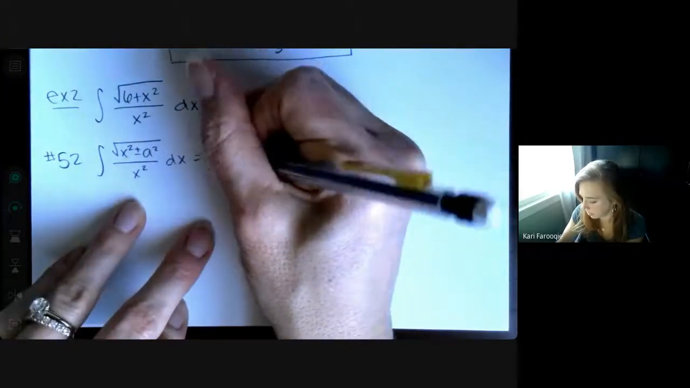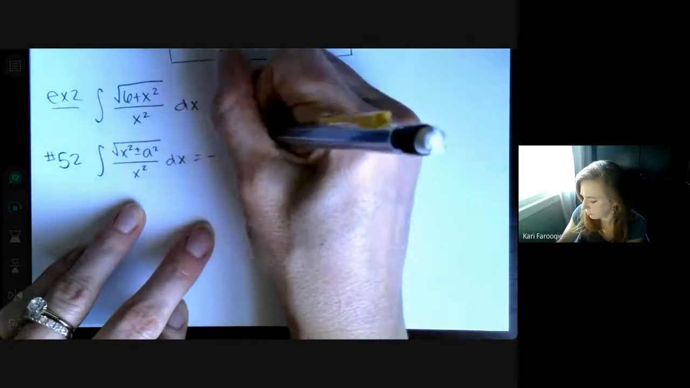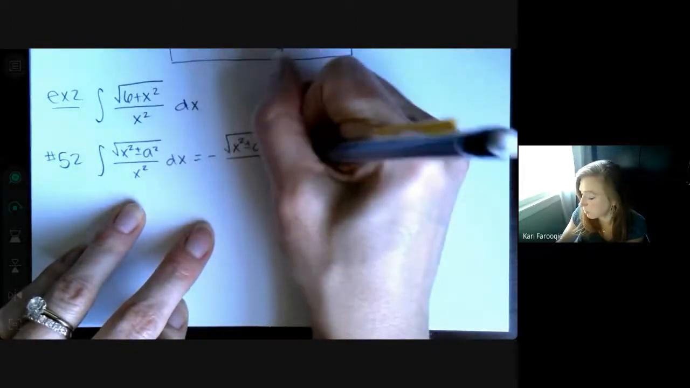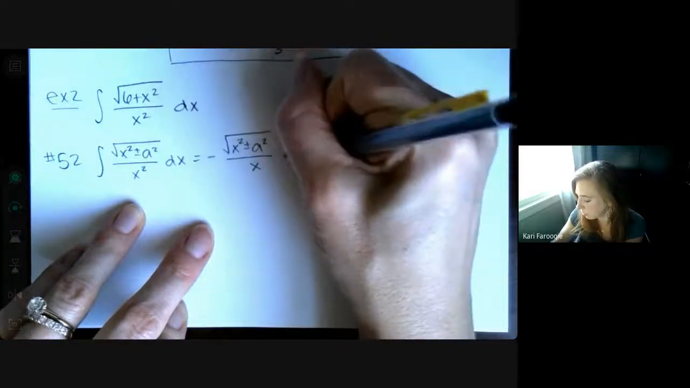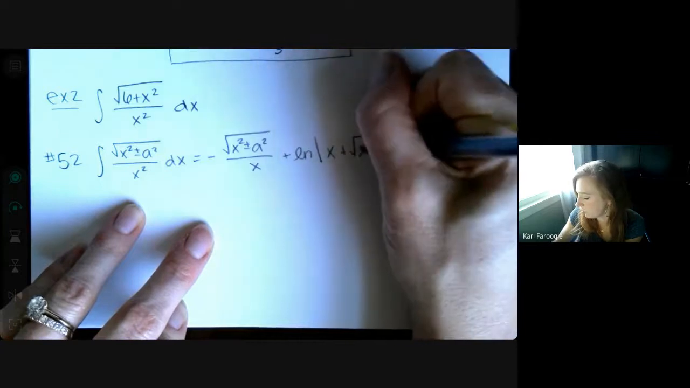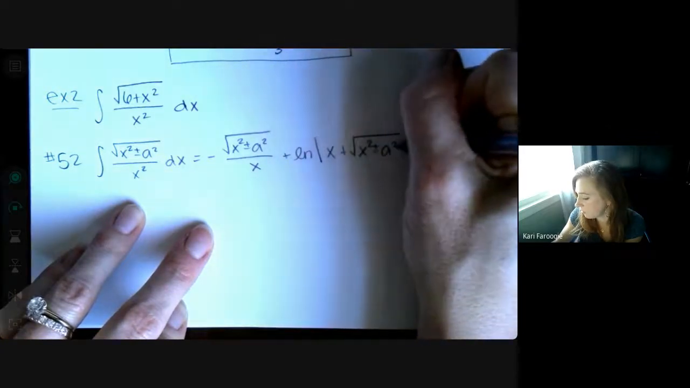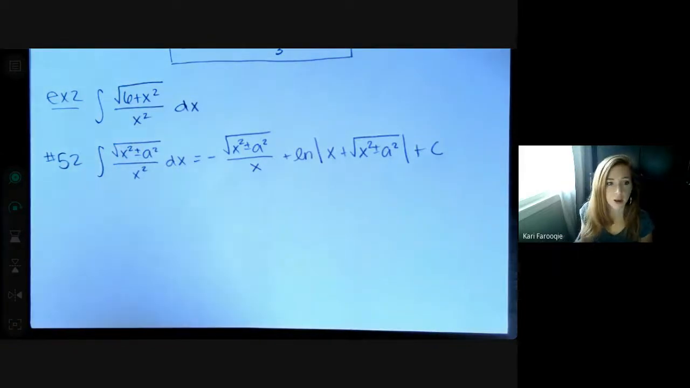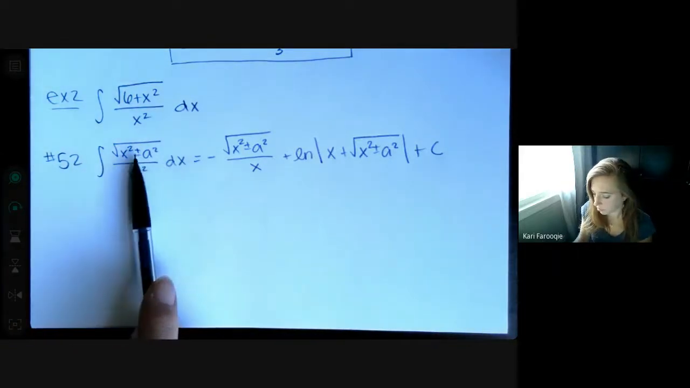Equals negative square root of x squared plus or minus a squared divided by x, plus the natural log of the absolute value of x plus the square root of x squared plus or minus a squared, plus c. Okay. In our case, we have a plus, so we're going to use that.